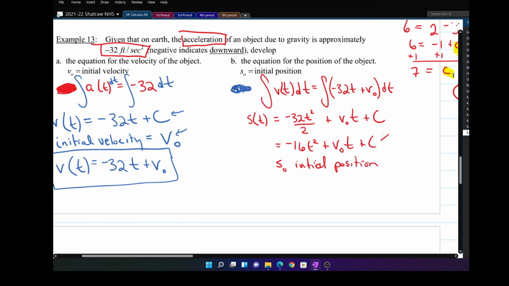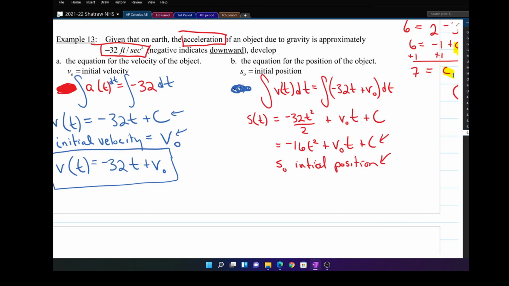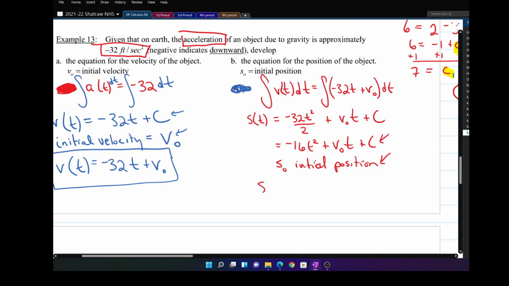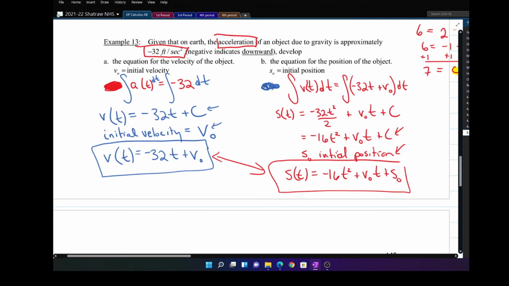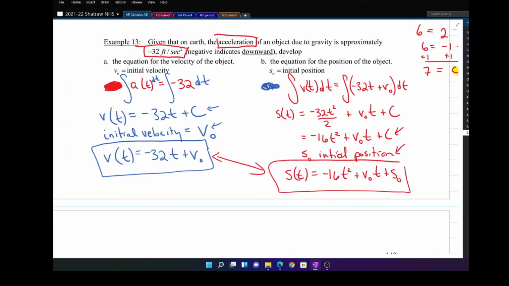Well, the initial position is just like any other function. When you shift up or down, you do it by adding or subtracting at the end. So S of t is really -16t squared plus v sub 0 t plus S sub 0, meaning my initial position. And we should use these functions, and maybe I should put that on the mega cheat sheet for those physics problems in the rest of the homework.